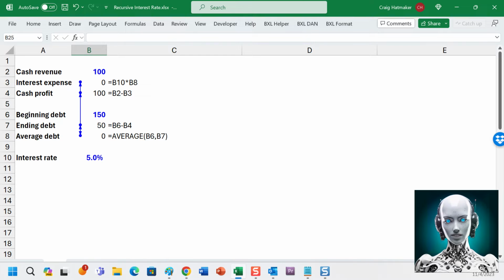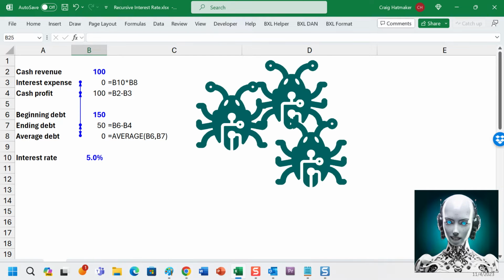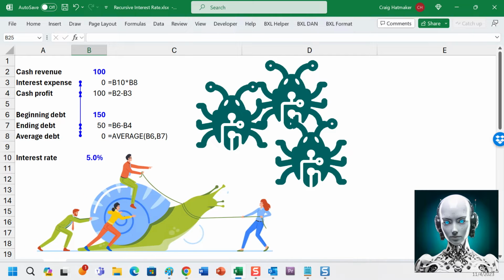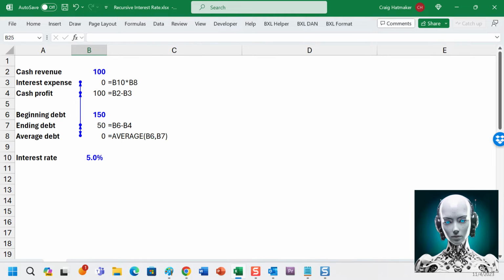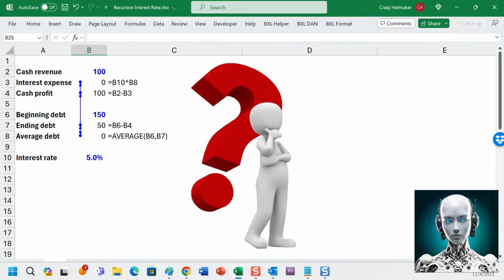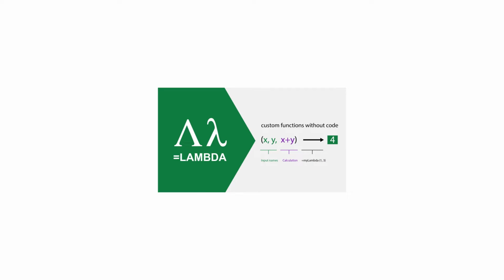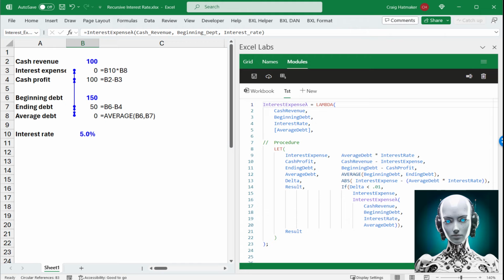Enabling circular references in Excel can hide mistakes in calculations and slow models down. For this reason, keeping circular references in Excel disabled is considered a modeling best practice. But without circular references enabled, how can we calculate this sort of problem? One way is to use Lambda. Lambda can perform this calculation without enabling circular references. Let us see how Lambda could solve this situation.